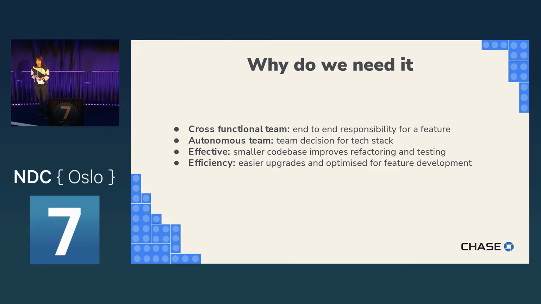So why do we need to build our project in a micro frontend style? First, it enables a cross-functional team to have end-to-end responsibility for a feature. The team makes decisions about when to release what feature, and they also decide the tech stack for their packages and modules. This is more effective because you have a smaller code base to work with, and more efficient because it is easier to upgrade and maintain and is optimized for feature development.